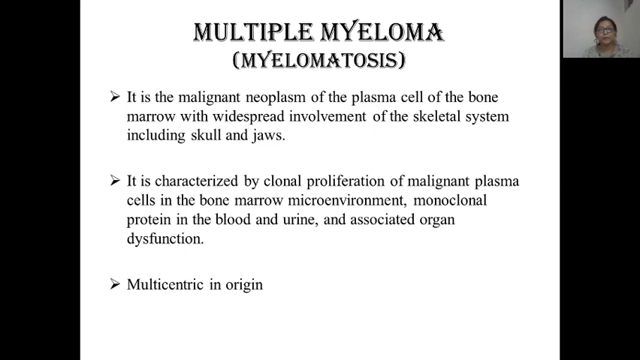Multiple myeloma, which is also known as myelomatosis. It is a malignant neoplasm of the plasma cell of the bone marrow with widespread involvement of the skeletal system, which includes the skull and jaws. It is characterized by a clonal proliferation of malignant plasma cells in the bone marrow microenvironment, monoclonal protein in the blood and urine, and associated organ dysfunction. It is multicentric in origin.